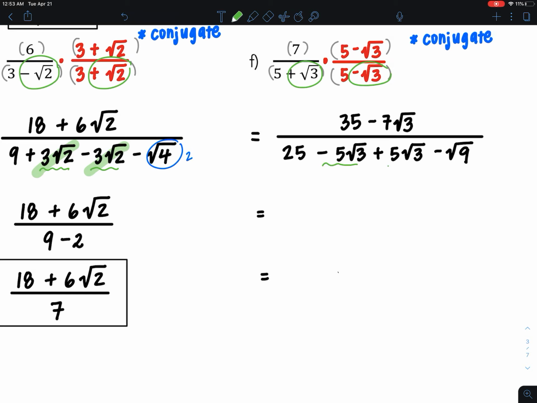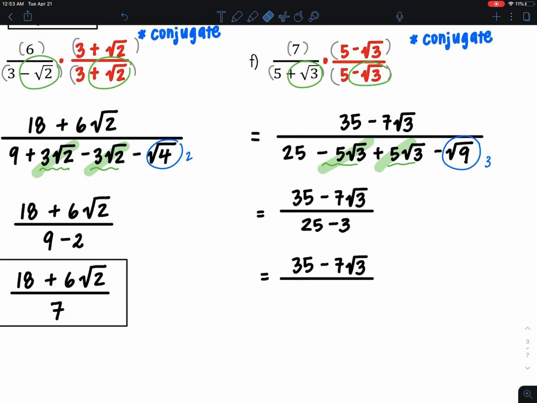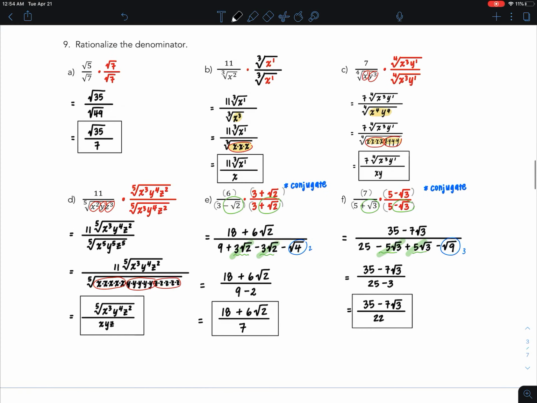Notice these two middle terms, they do cancel out very nicely. Another thing we should notice is radical 9 is a nice little 3. Numerator, just copy it down as is. The denominator is 25 minus 3. Your denominator, brand new denominator, more simplified, is 22. This is your final answer. And that completes number 9.